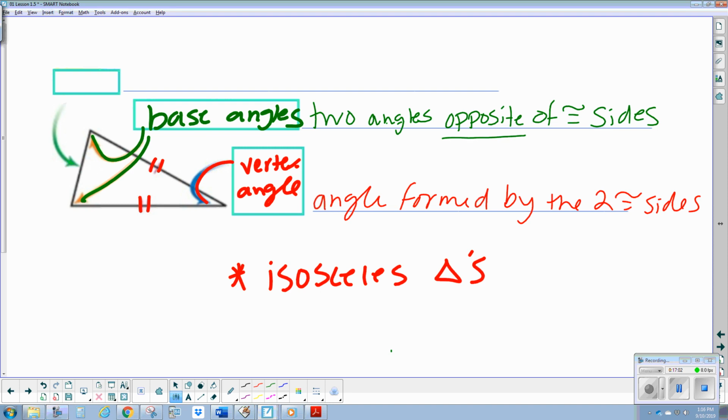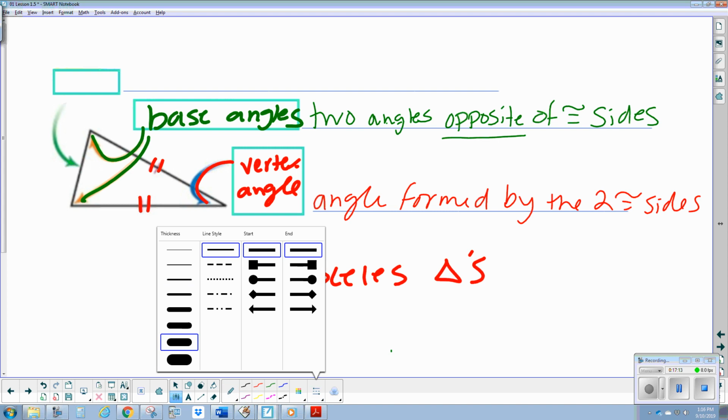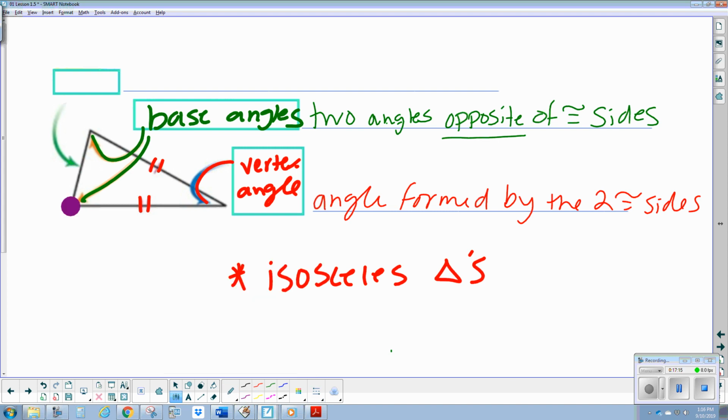This word opposite, when we say opposite, it's the side that doesn't touch or the angle that doesn't touch the side. So I'm going to give you an example here of how to find the opposite. So if I'm looking at this side, the side with those two purple points as the endpoints, if I'm looking for the opposite angle, it's the angle that doesn't touch that side. Okay, so in a triangle, the angle that does not touch the side is the opposite angle.